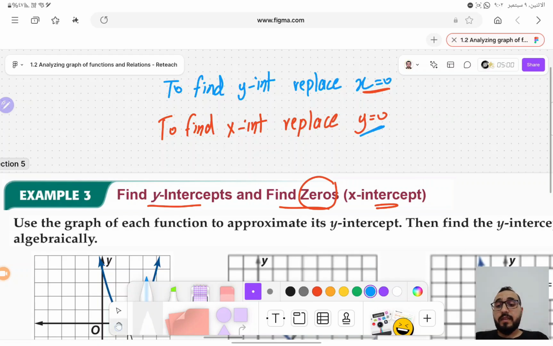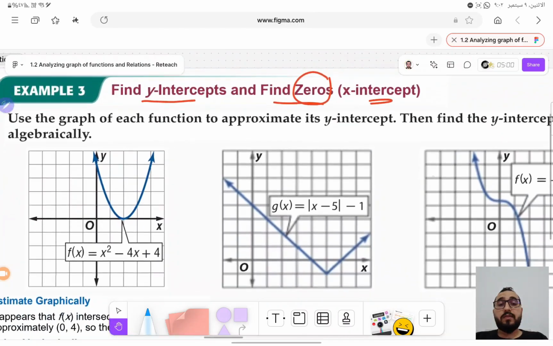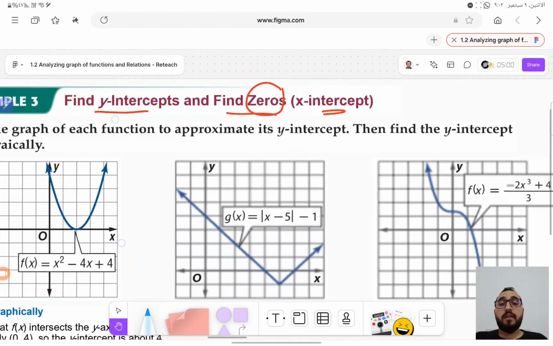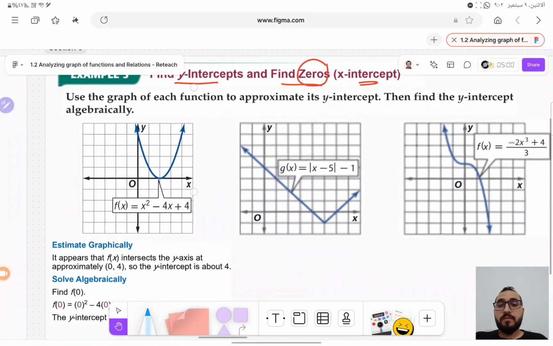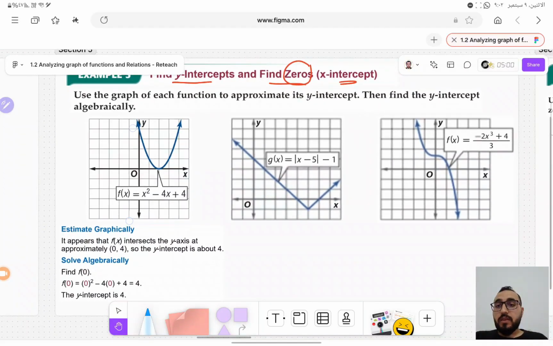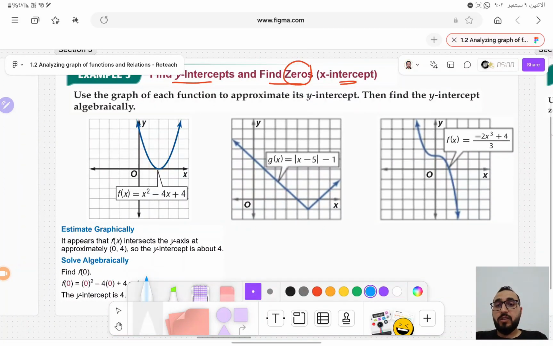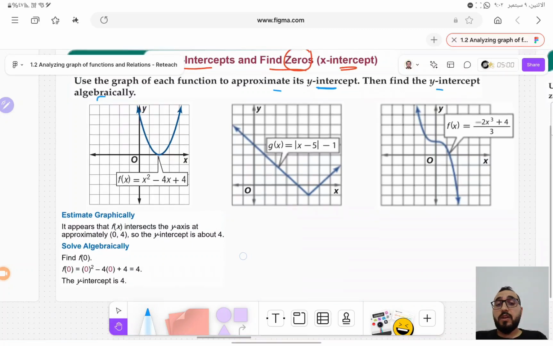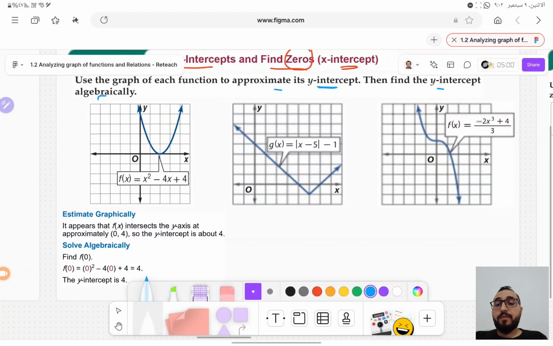Now let's read the question and see what it asks us. Is it the x-intercept or the y-intercept? Look at the question: use the graph of each function to approximate its y-intercept, then find the y-intercept algebraically. So we need to find the y-intercept. We have two ways to find it. The first one is using your eyes. You have two eyes, God just created us with two eyes, so now we use these two eyes to find the y-intercept.